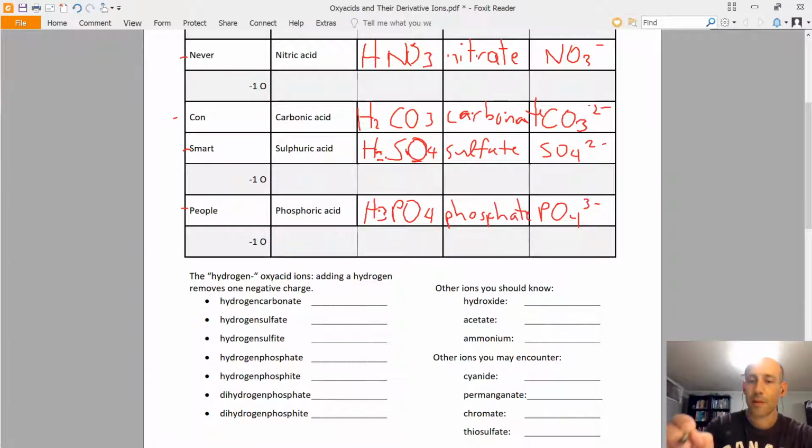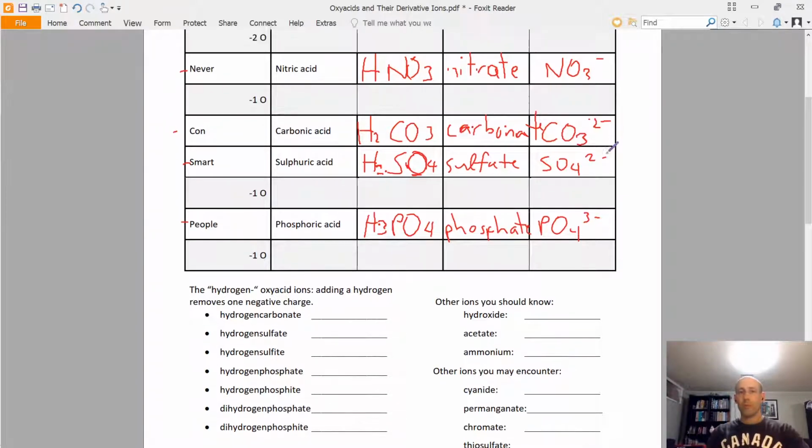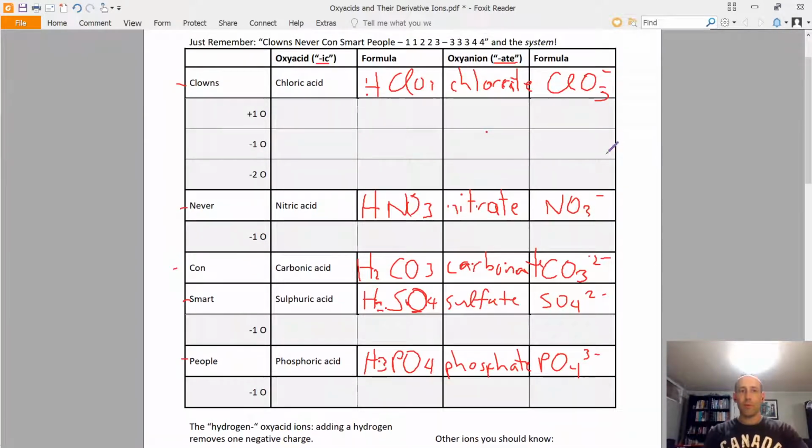Phosphate. All right, so now you know, you've memorized, right? Because you know clowns never con smart people and the numbers. You can write the correct formula of all of these acids, chloric, nitric, carbonic, sulfuric, and phosphoric acid, and you can easily turn them into their derivative oxyanions. The chlorate ion, nitrate ion, carbonate ion, sulfate ion, and phosphate ion. You can name them, and you know their formula and charge. Okay? The charge, remember, is simply the number of hydrogens you took off.